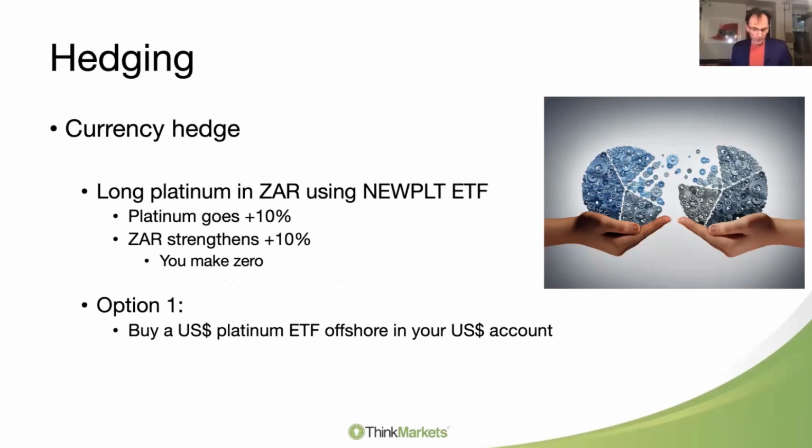Now, we live and earn in ZAR. And let's say you're long platinum, but you're using a platinum ETF. So you're long platinum, but you've bought it in rands. Platinum goes up 10%. But the ZAR strengthens 10%. It goes from 17 to 15.30. You make zero. You were right about the platinum, but the rand hurt you. Basically, the rand took your profits.